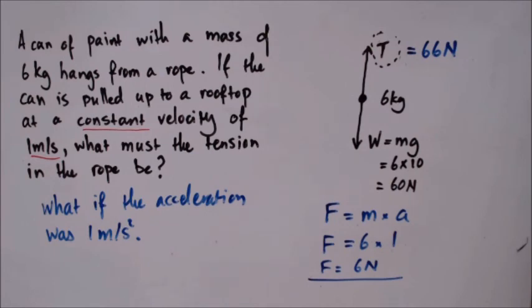Just take a moment, maybe roll back in the video and play that back to yourself just to make sure that you are okay with that calculation for both cases, when the can was moving upwards with a constant velocity of 1 meter per second, and when the can was accelerating upwards with an acceleration of 1 meter per second squared.